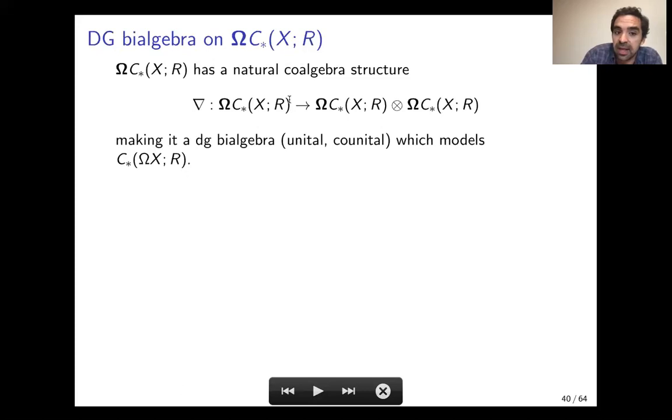And the claim is that, in fact, for any connected, for any reduced concomplex X, this bialgebra, the Khobar construction of the chains, models the chains on the base loop space as a bialgebra. Namely, there's a natural quasi-isomorphism from the Khobar construction on the chains to the chains on the base loop space, which is compatible with these algebraic structures.